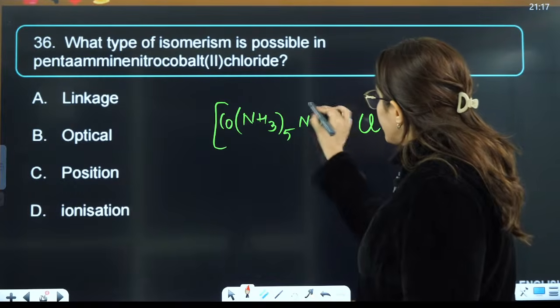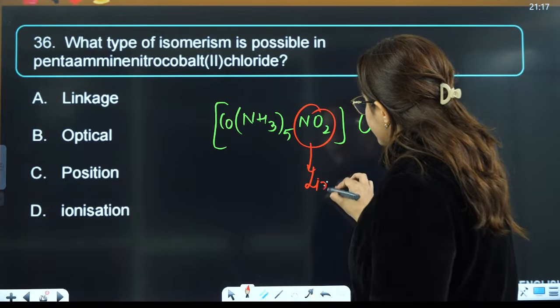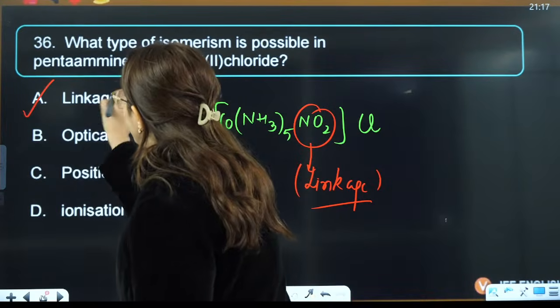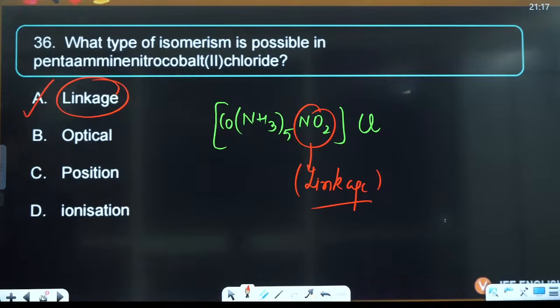See, here because of this, it is a linkage isomerism because this is a bidentate ligand. So the answer will be linkage isomerism is the correct answer.